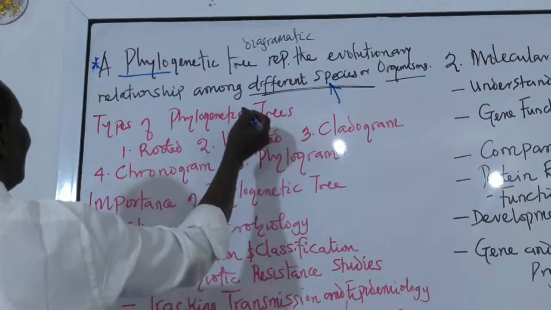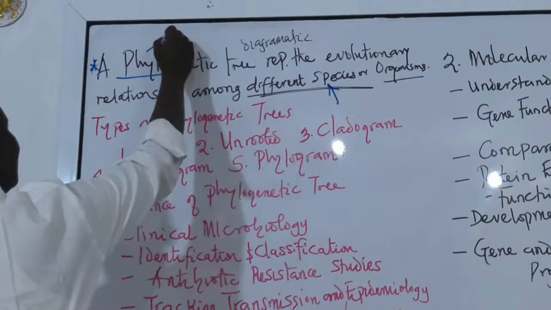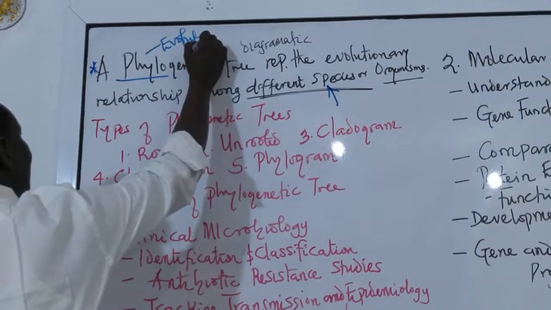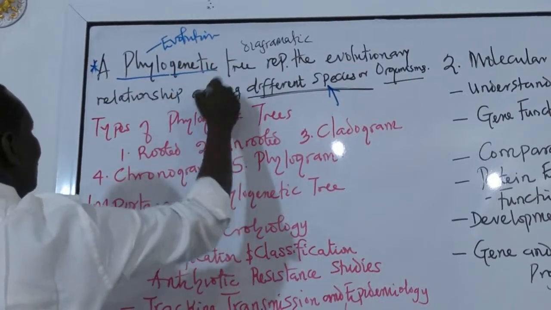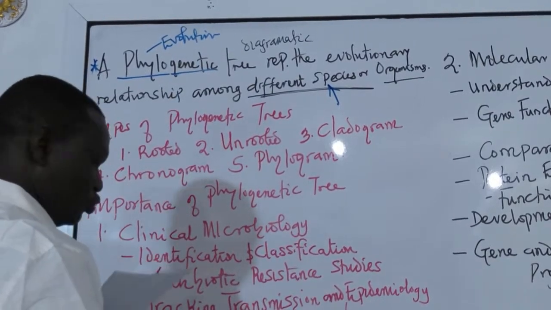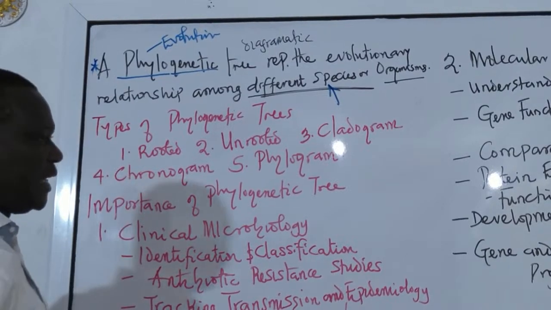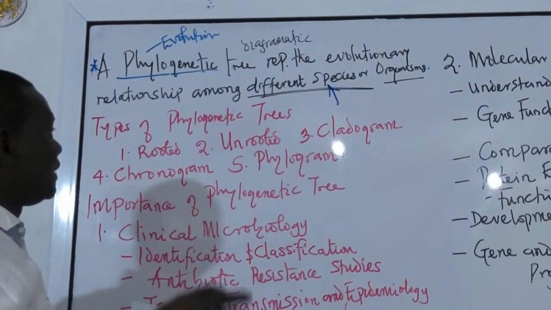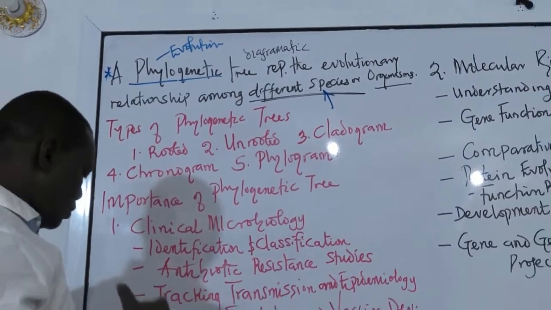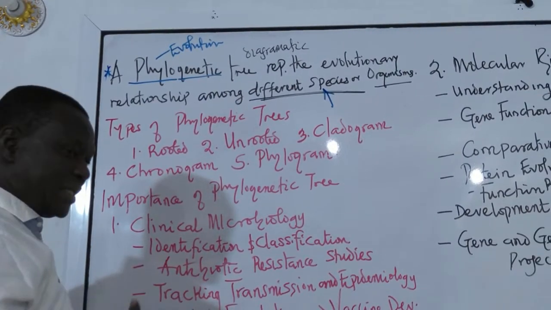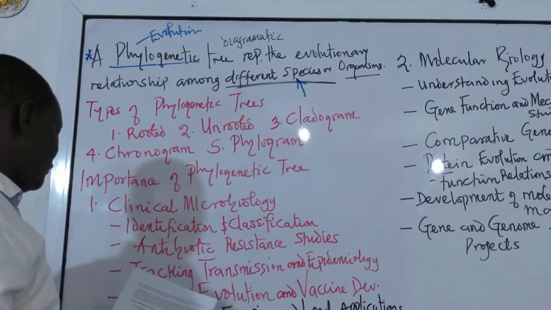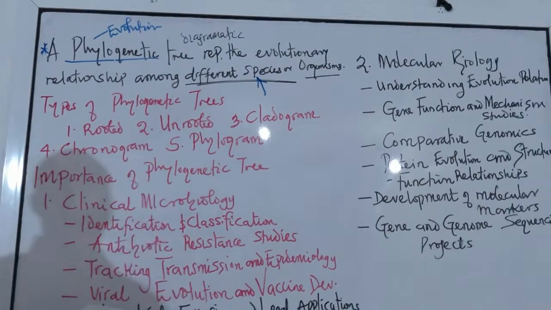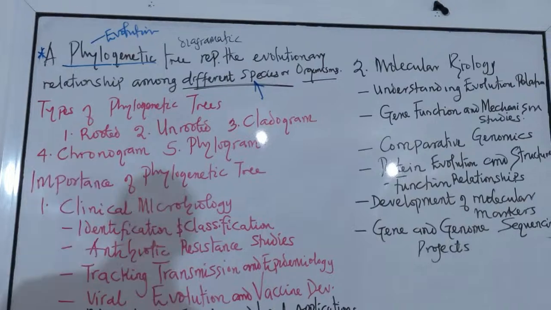Anywhere you come across "phylo", that is talking about evolution. So it's a kind of tool that tends to rely on the evolutionary trends in classifying or establishing how related organisms from different species could be. And there are different types.